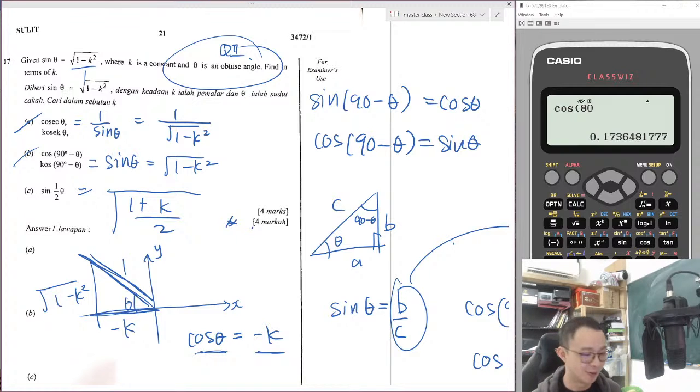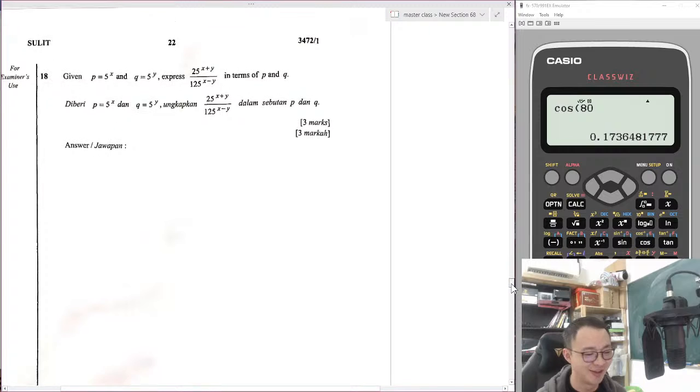Okay, you can also apply the formula cos A minus B. Definitely yes. Cos A minus B will equal cos A cos B plus sine A sine B, right? You can use that formula, no problem. Okay, so is it okay? So I will just move on to the next one.